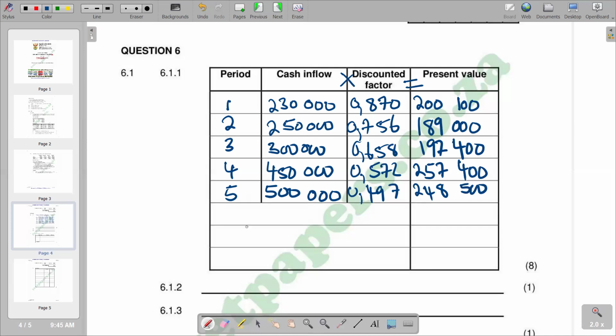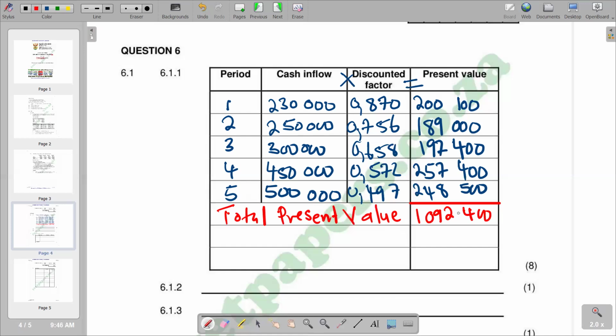Then from there, we need the total present value. So here we're going to have total, of which we are going to add everything in the present value column. If you add, you're going to see that your total is 1,092,400. So basically, our total, you get it as 1,092,400.